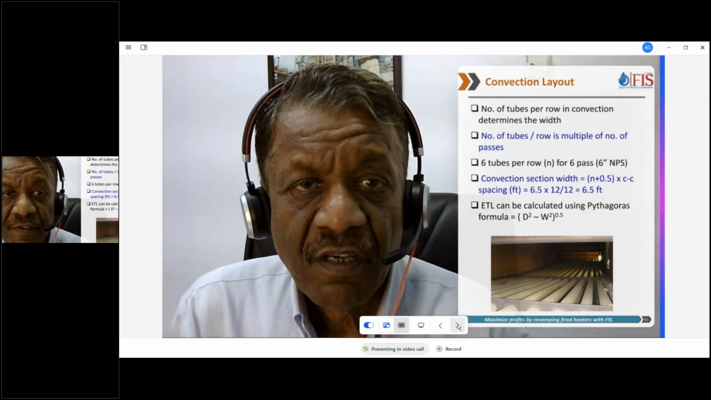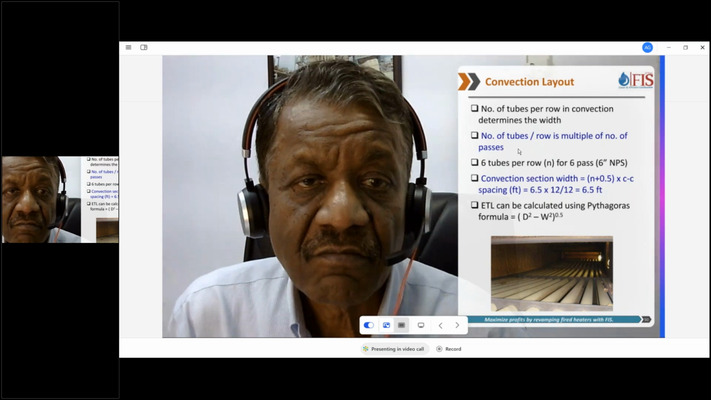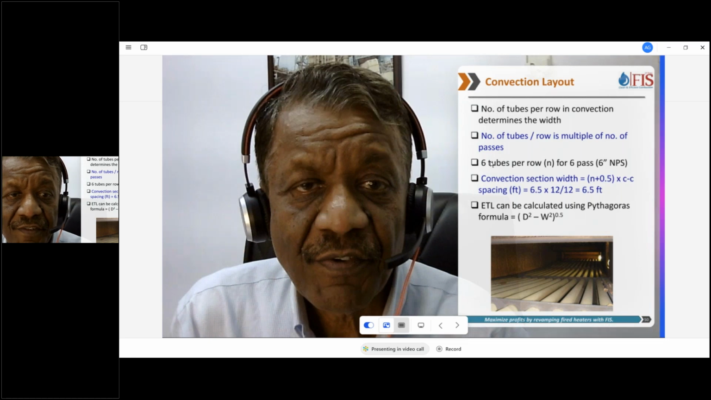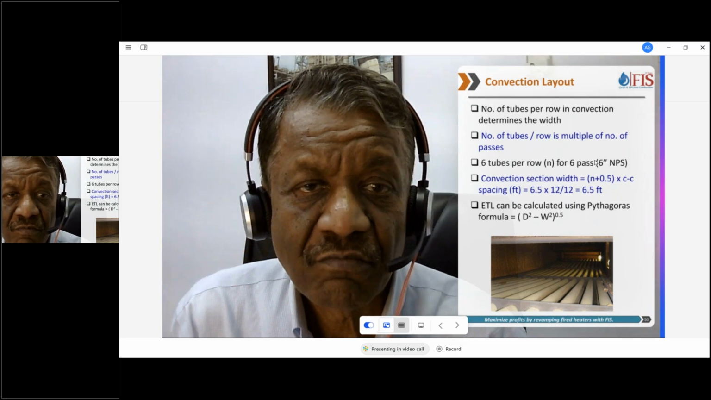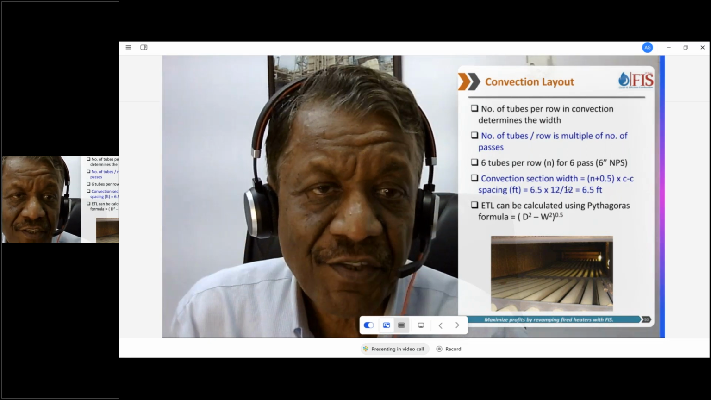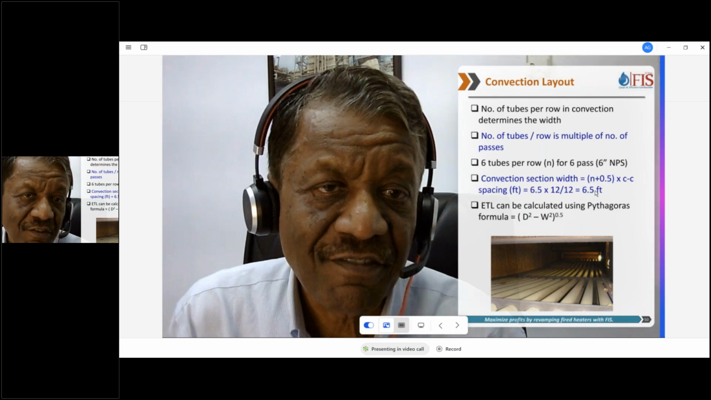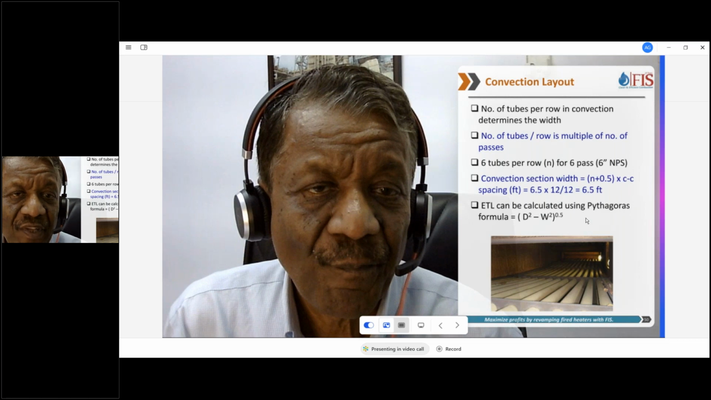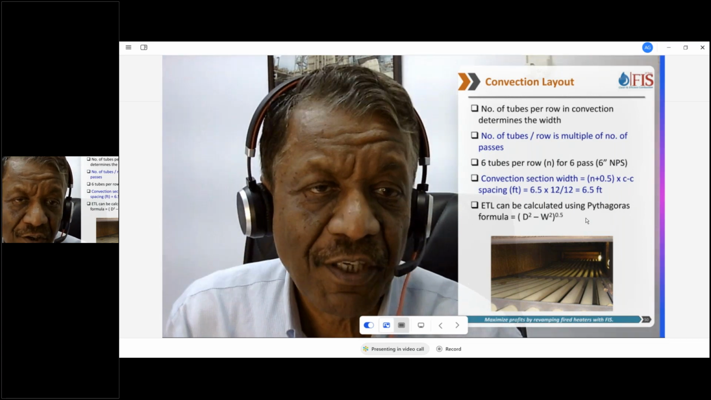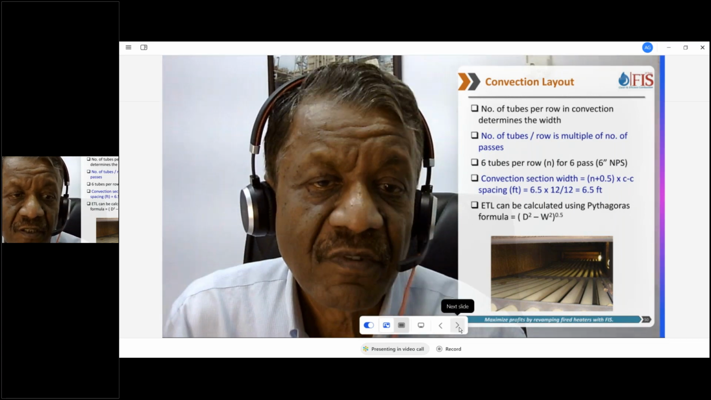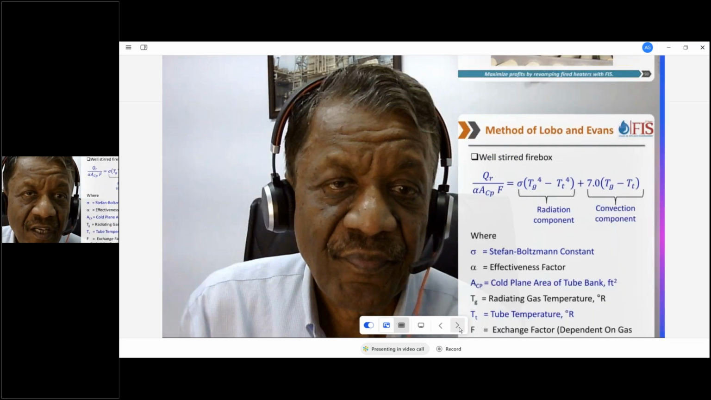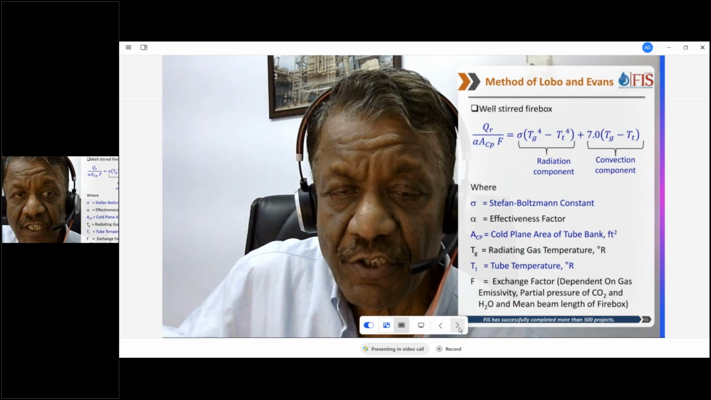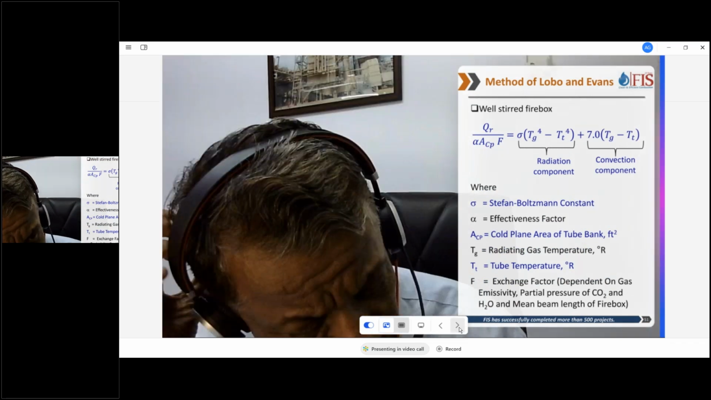Since we had a 6-pass design, we went with 6 tubes per row, and the convection section width is about 6.5. We can calculate the length of the tubes by using the Pythagorean theorem. That's what we came up with. So we did it.